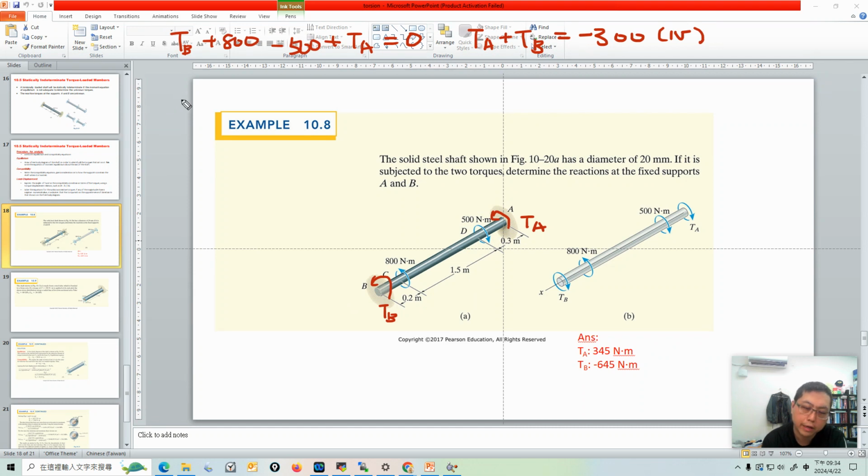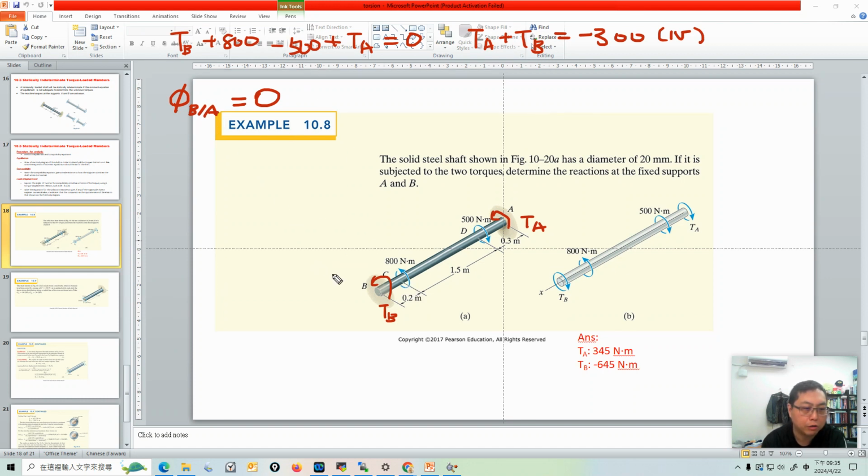So what's the twist angle? The twist angle must be 0, because this shaft is fixed between the walls. Even if we apply the external torque on this member, there will be a reaction torque from A and from the wall, and this torque will keep the whole system from having any deformation. So the overall angle of twist φBA is equal to 0.